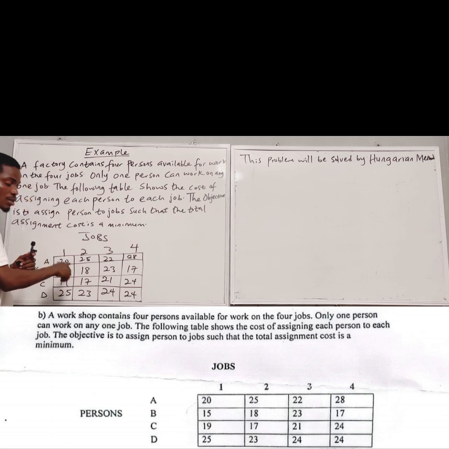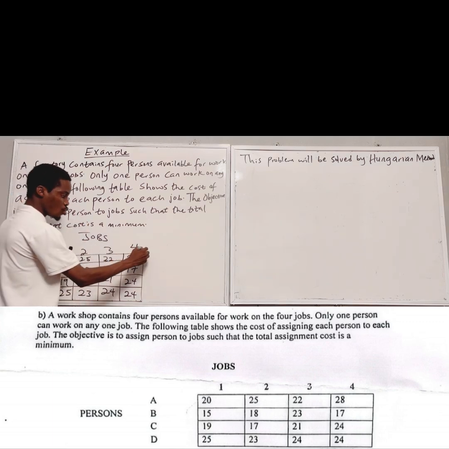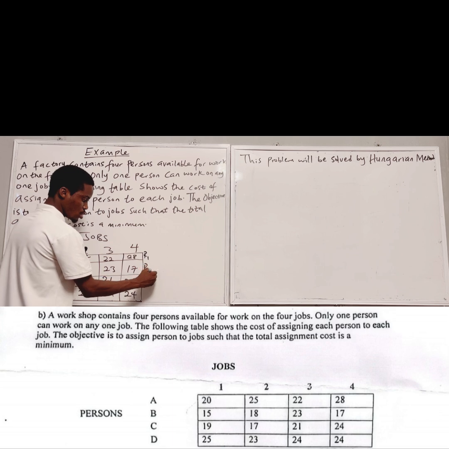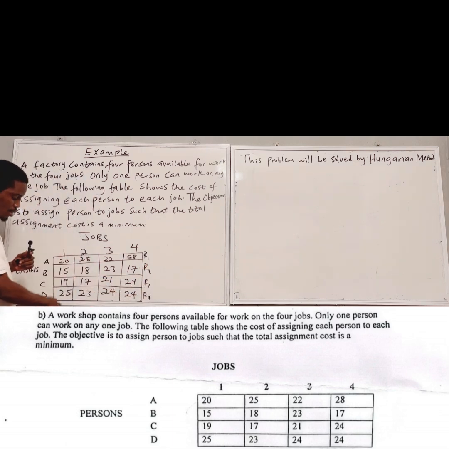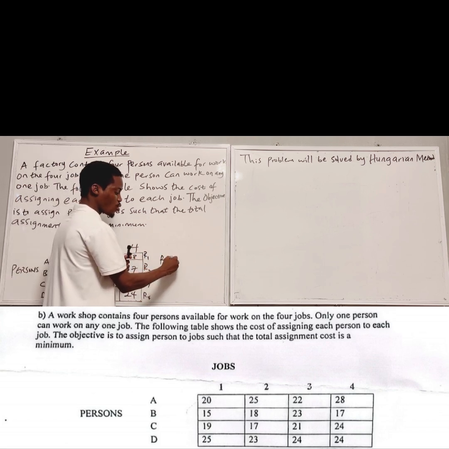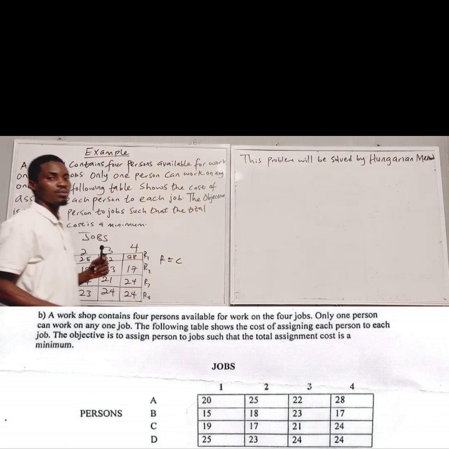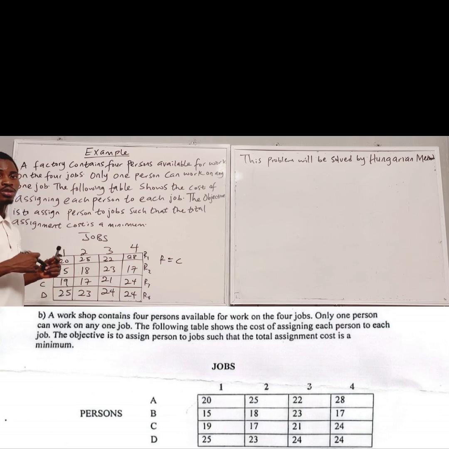So let me consider this table. This is row 1, this is row 2, this is row 3, and this one is row 4. And these are column 1, column 2, column 3, and column 4. So therefore, the number of rows is equal to the number of columns, so it is the balanced type. Suppose the number of rows is not equal to the number of columns, it is an unbalanced type.